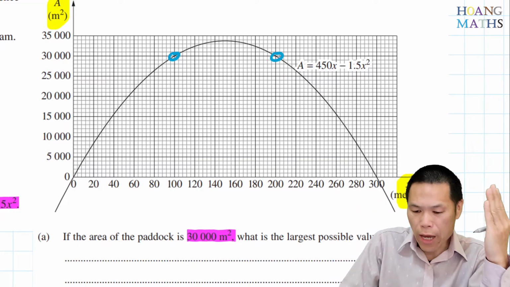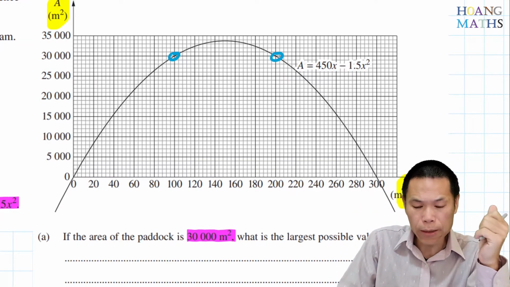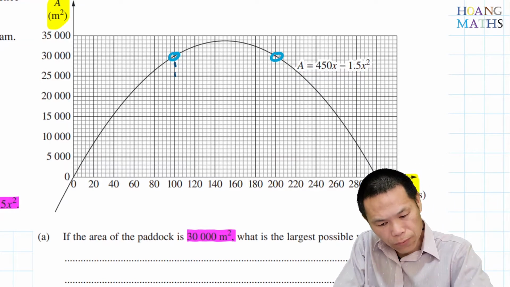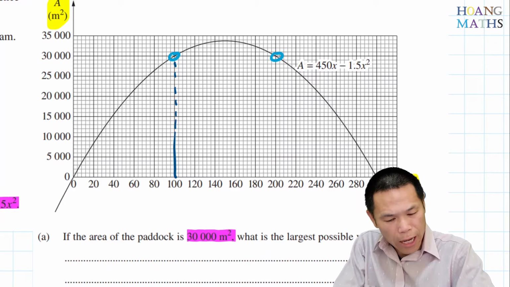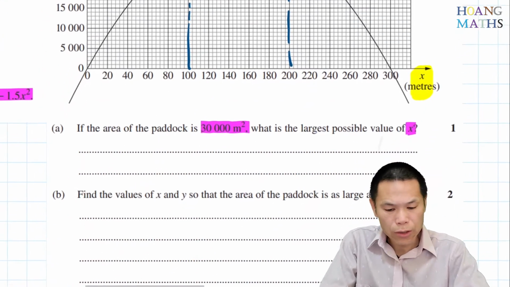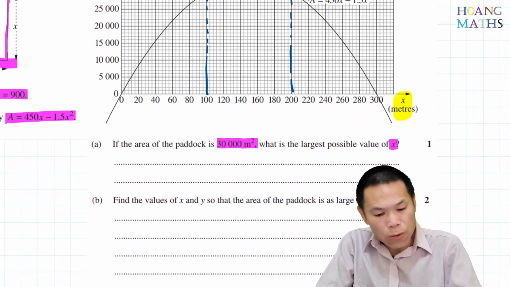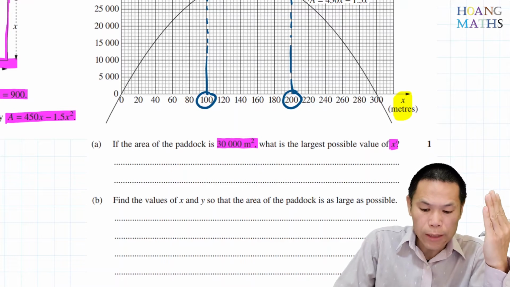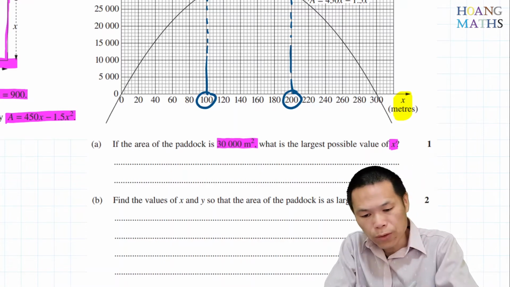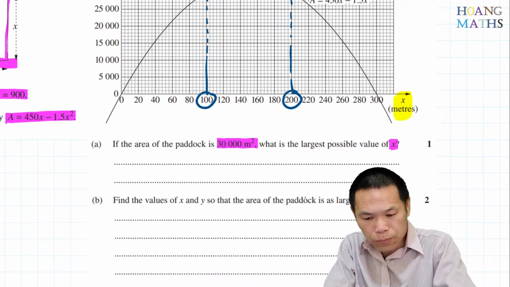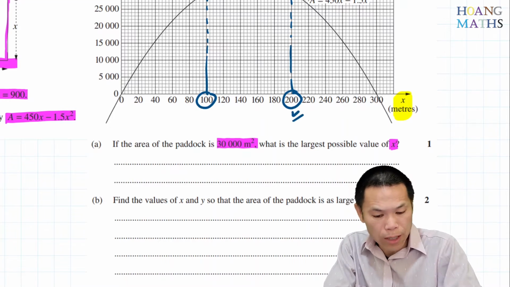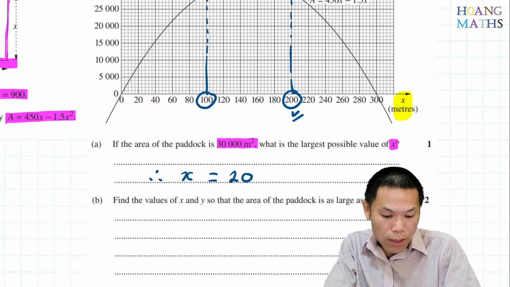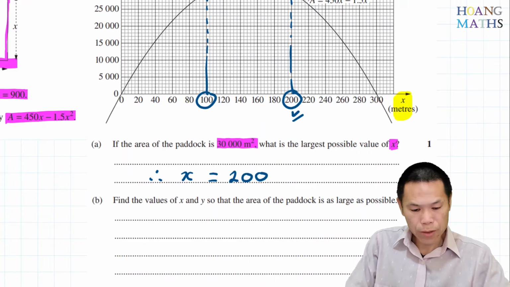So therefore, when the area is 30,000 square meters, we need to look for the X value. These are the X values. So it's 100 and 200. So therefore, the answer is 100 or 200. But then the question is, find the largest possible X value. So therefore, the largest answer is 200. So therefore, X is equal to 200. There you go.